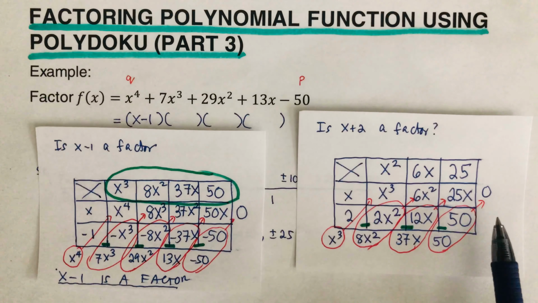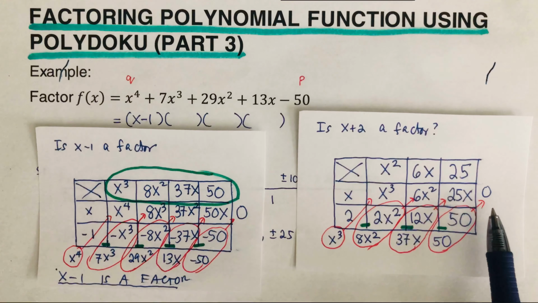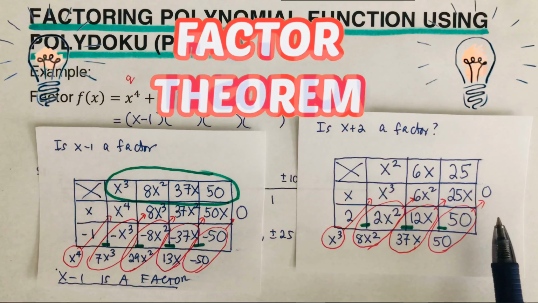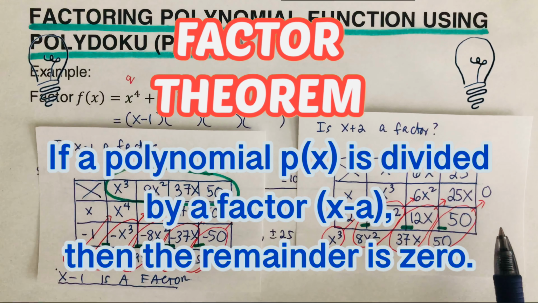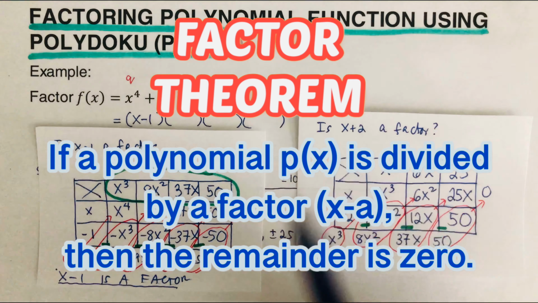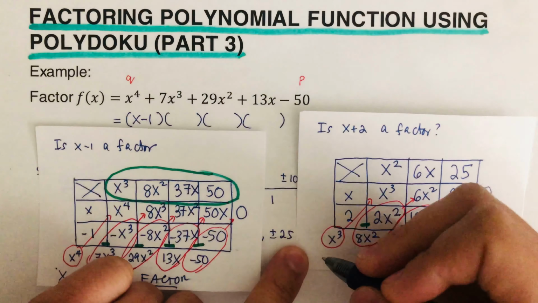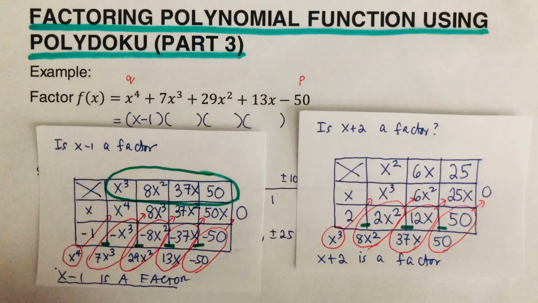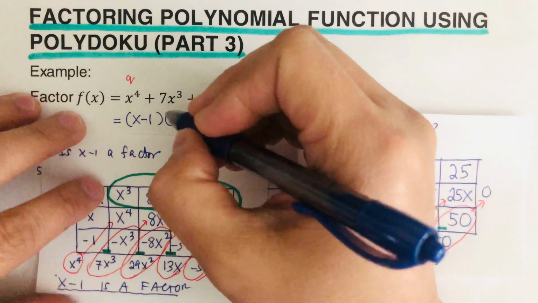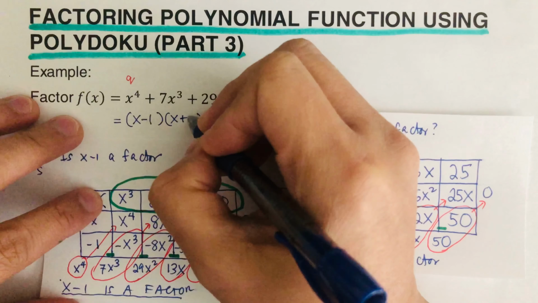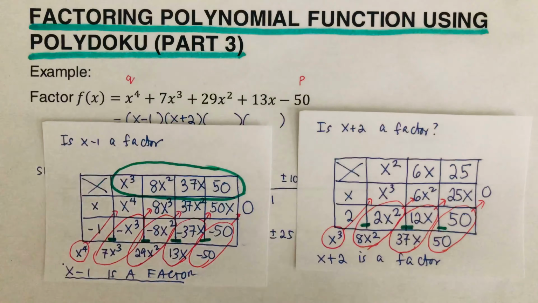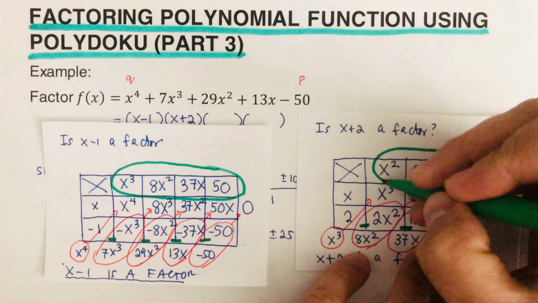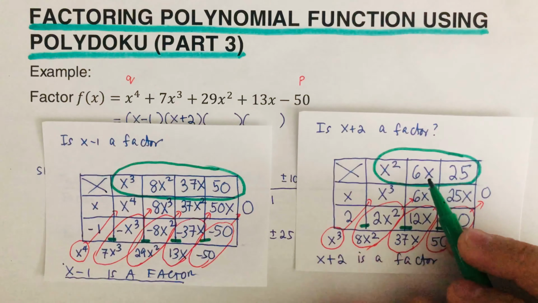Okay, since we got a remainder of 0, this means that it is a factor, and this is based on the factor theorem that if f of x is divided by a factor of x minus a, then the remainder is 0. Since this is 0, we can go ahead and say that x plus 2 is a factor. Okay, so then we can go ahead and write x plus 2 right here. So that's x plus 2. So the leftover right now would be this part right here. So this is what we're going to factor out.